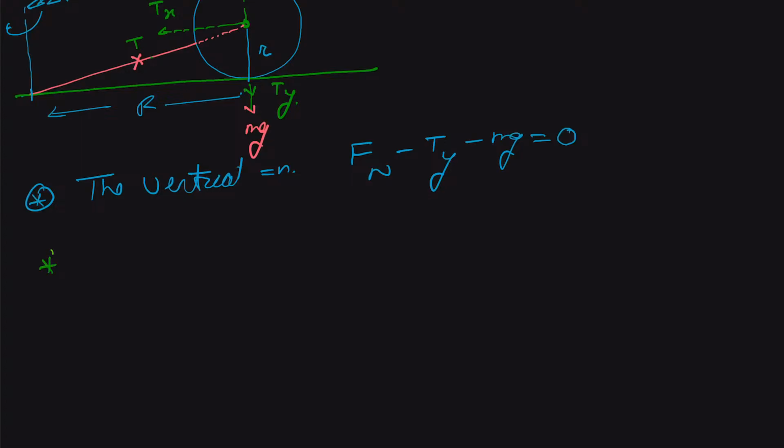Therefore, we can write our horizontal equation, and we can write this as T of x will be equal to our mass and acceleration in the radial direction. This horizontally is nothing but radial, and we can write this as m omega square times r.